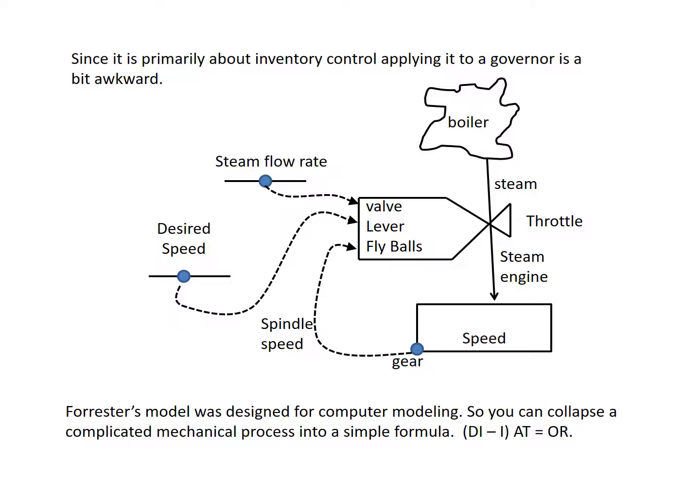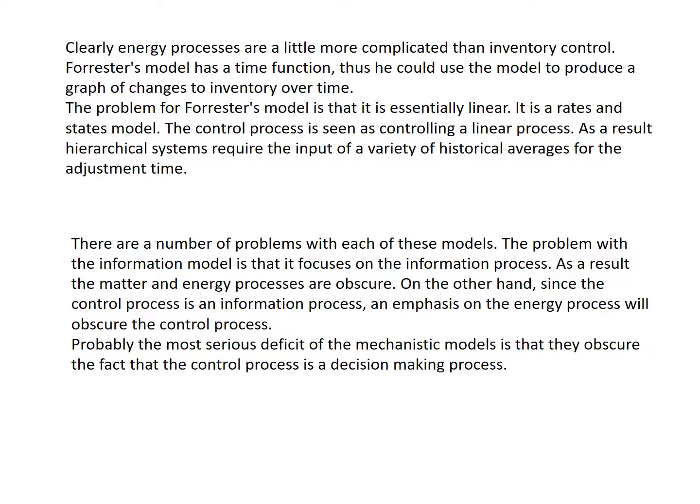Forrester's model was designed for computer modeling, so you can collapse a complicated mechanical process into a simple formula. DI, or desired inventory, minus I, which is present inventory, times the adjustment time, AT, is equal to OR, the order rate. Clearly, energy processes are a little more complicated than inventory control. Forrester's model has a time function. Thus, he could use the model to produce a graph of changes to inventory over time.